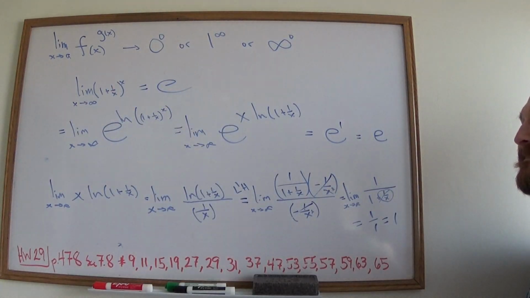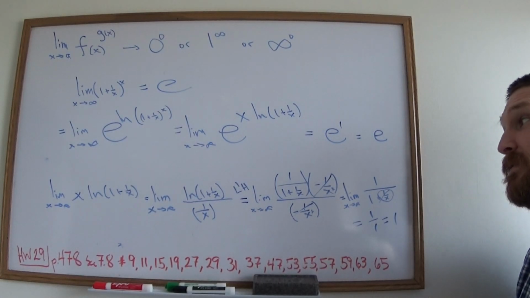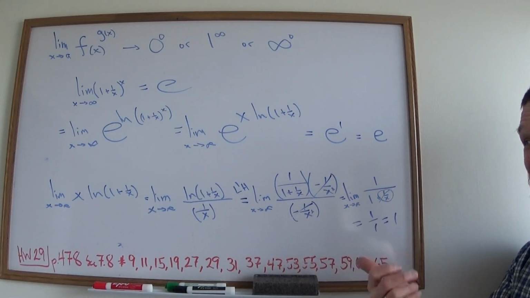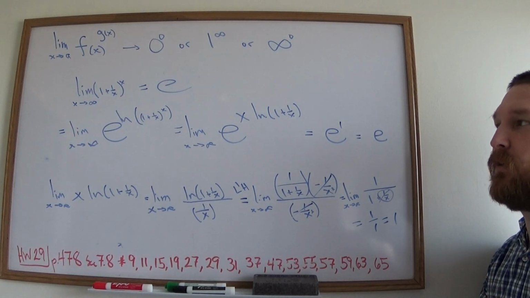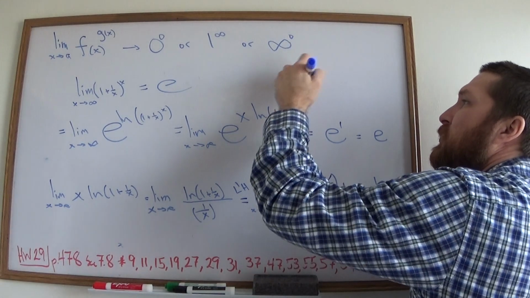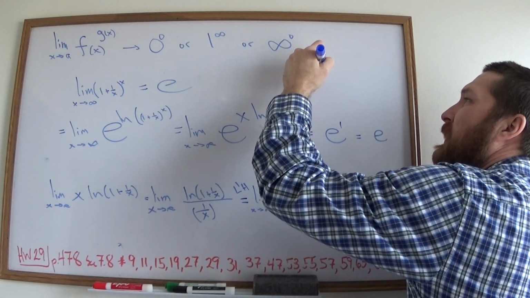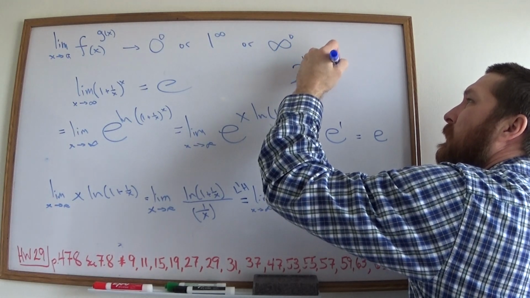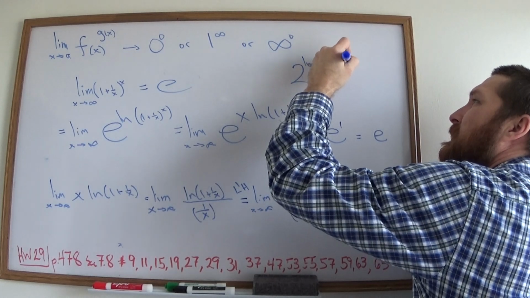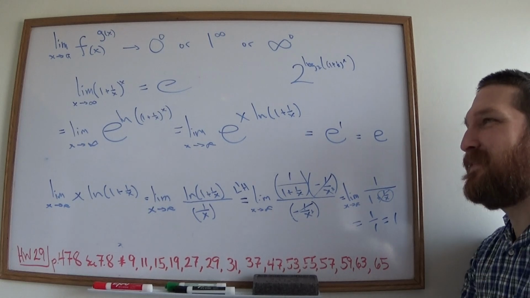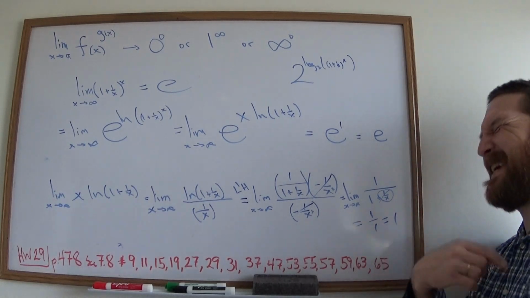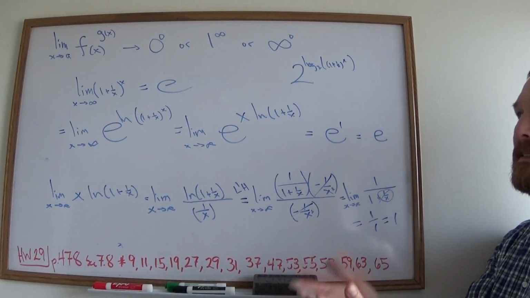Wait, but what if you had used a different base of log? Well, then when you take the derivative, some other stuff would have popped up. Yeah, so you could have done that. Like, we could have said this is the same thing as 2 to the log base 2 of 1 plus 1 over x raised to the x. But then how do we take the derivatives of those things? We turn it back into e. Yeah, because e's the only one we know.